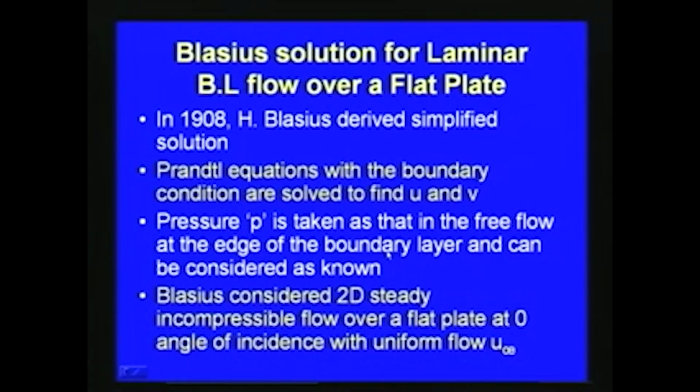The Prandtl equations with the boundary conditions are solved here in terms of u and v. Blasius also tried to solve Prandtl's equations, but here Blasius considered some more approximations. The pressure P is taken as that in the free flow at the edge of the boundary layer, which according to Blasius can be considered as known. Blasius considered two-dimensional steady incompressible flow over a flat plate at zero angle of incidence with a uniform flow velocity of u infinity. These are the various conditions considered by Blasius, since the plate is flat, has negligible thickness and is uniform.